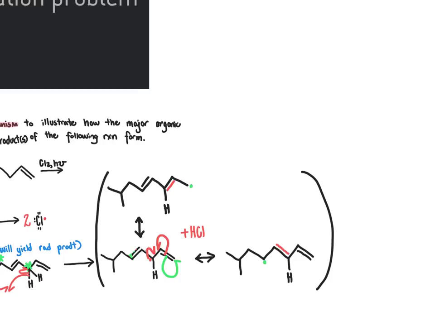All the resonance structures that you draw for an allylic radical should all continuously show that the radical will always be in the allylic position. That's the case for these three structures that we've shown here.